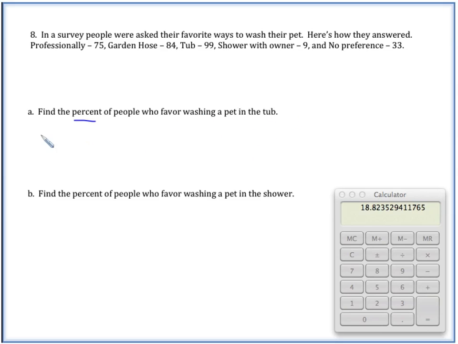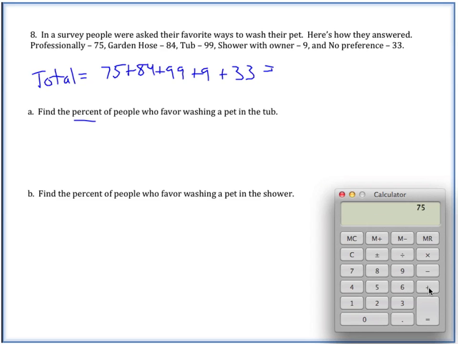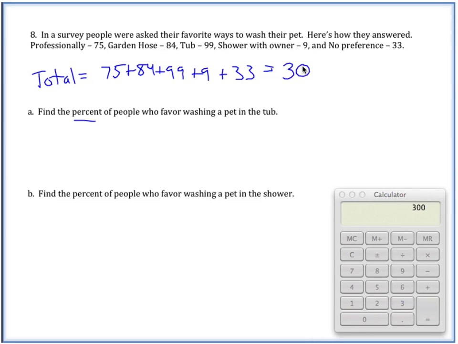Now when you do these types of problems, we always need to find the total amount. So we're going to do that right here. We're going to add 75 plus 84 plus 99 plus 9 plus 33. So let's go ahead and find our total here. We have a total of 300 people.